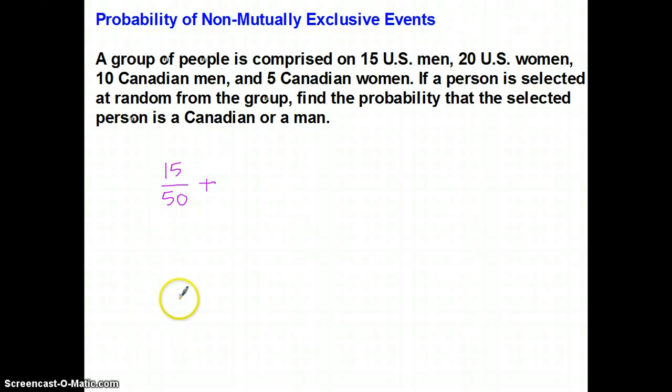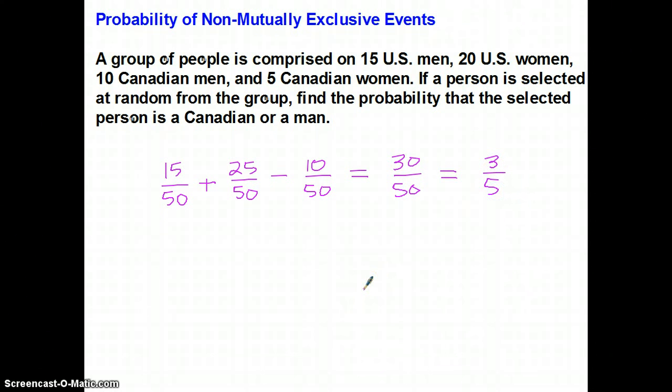We're going to add that to the probability of selecting a man. There are a total of 15 plus 10 men, so that's 25 out of 50 chance of getting just a man. And then we need to subtract the Canadian men because we don't want to double count. So we're going to subtract 10 out of 50. And that is going to give us 30 out of 50, which will simplify to 3/5. We have a 3/5 chance of selecting a Canadian or a man.